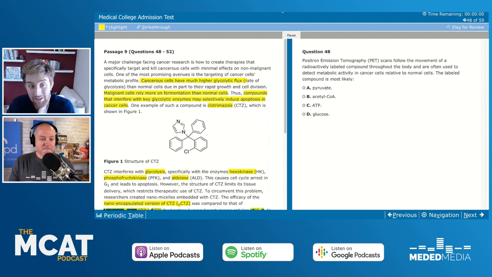Almost everything we need here is in the question stem. If this were on my test, I wouldn't even look at the passage at all.